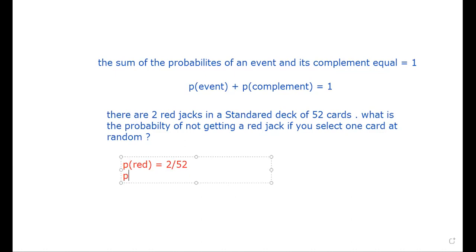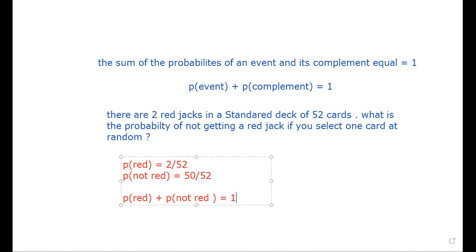What is the probability to get not red? 50 out of 52. Yes, it will be 50 out of 52. Right, so we can note that the probability of red plus probability of not red should be equal to how many? It should be equal to 1.